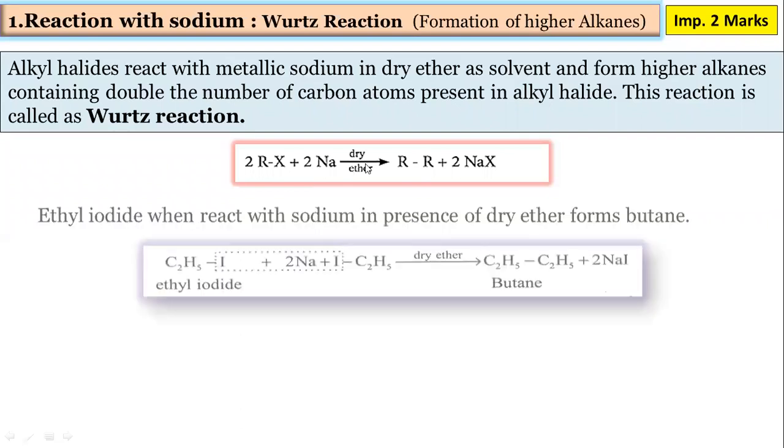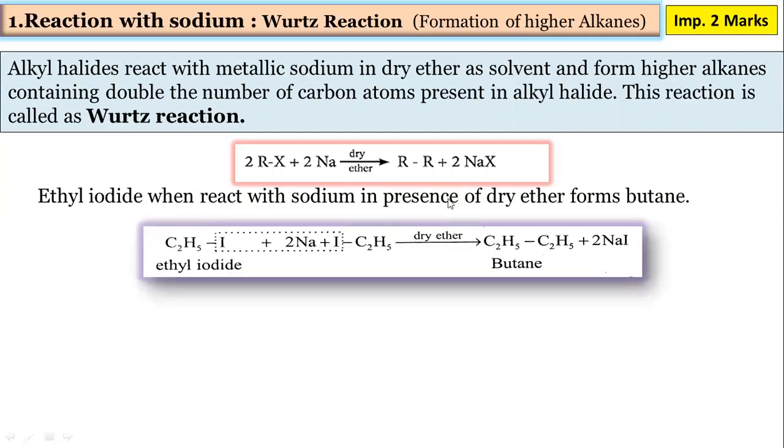So this is a very specific reaction in which higher alkanes are prepared by using lower alkyl halides. See, one example is given here: ethyl iodide, C2H5I, and we get the higher alkane butane. Means the halide is lower and the alkane is higher. Butane is prepared. Coupling takes place here.